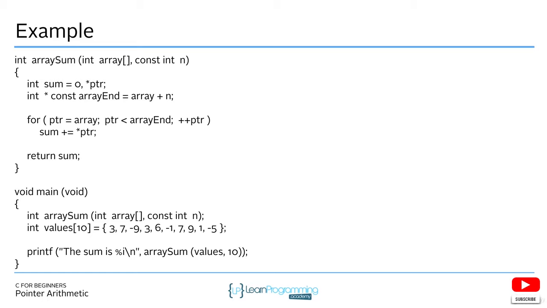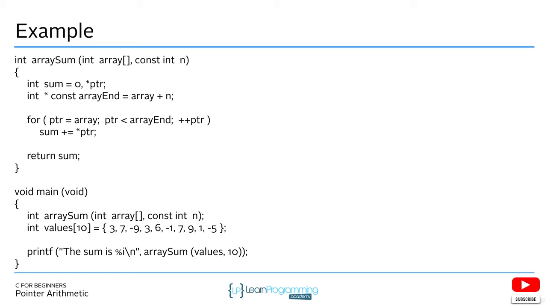We're doing this because it makes our loop more efficient if we set it up to go to the array end and just look at the pointer. So array end is pointing to the address of the end of the array. We can say array, which is what's passed in, and then n is the size of the array.